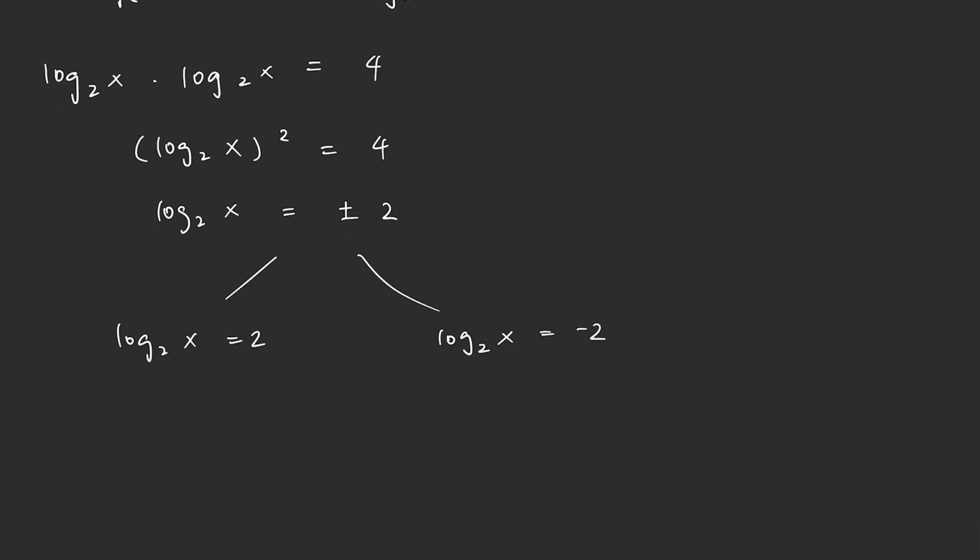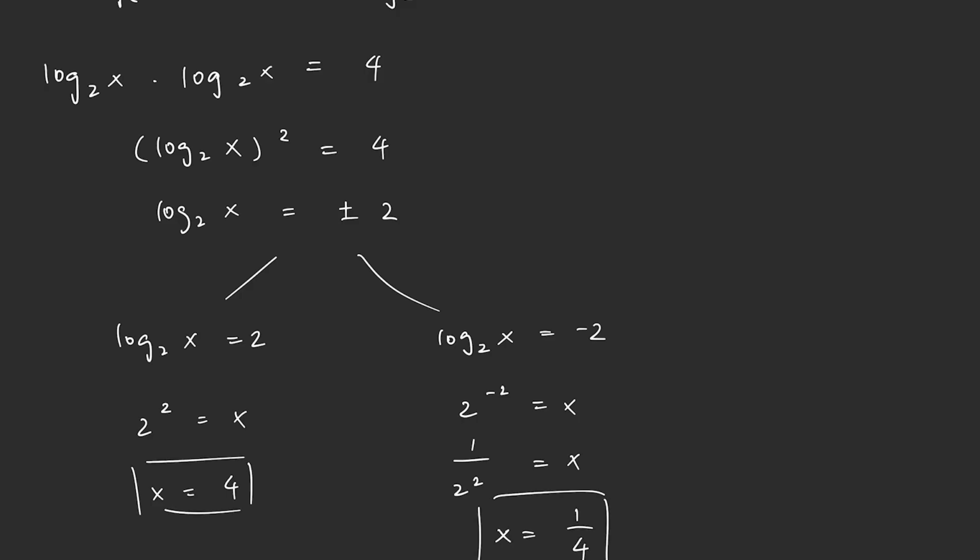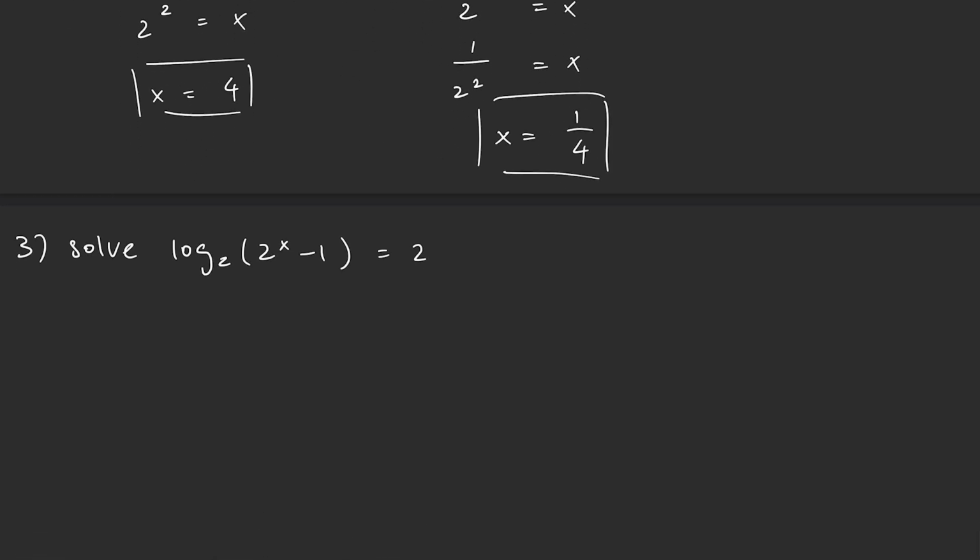So, what power do we raise 2 to in order to get 2? Or sorry, let's write this in exponential form. So 2 squared equals x, and x is clearly 4. And over here, 2 to the negative 2 is equal to x. This is really 1 over 2 squared is equal to x, so x is equal to 1/4. And these are our two solutions for this question.